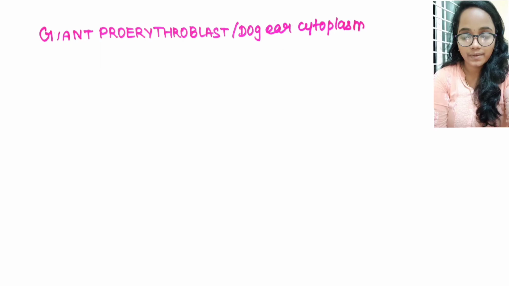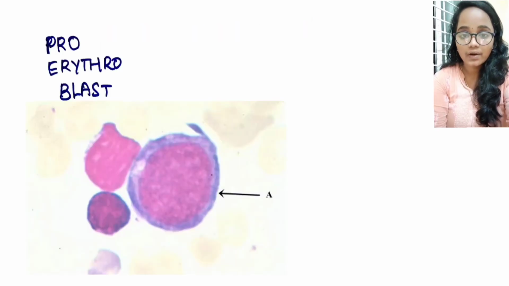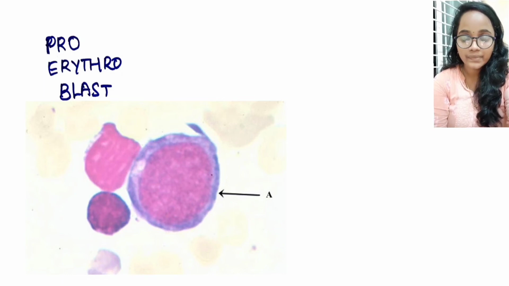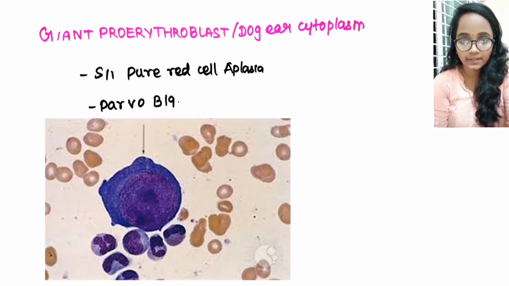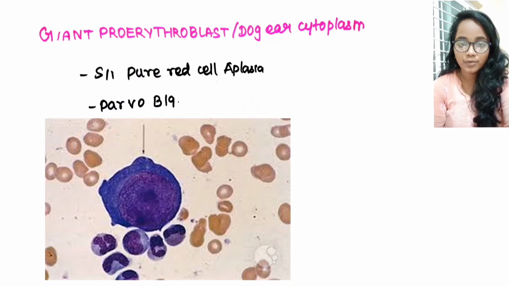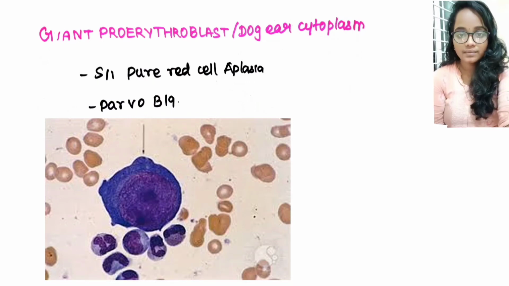Giant proerythroblast or dowdy cytoplasm. I already told you about the proerythroblast. When this proerythroblast has some projections on it, it is called a giant proerythroblast. It is seen in pure red cell aplasia, which is due to parvovirus B19 infection.